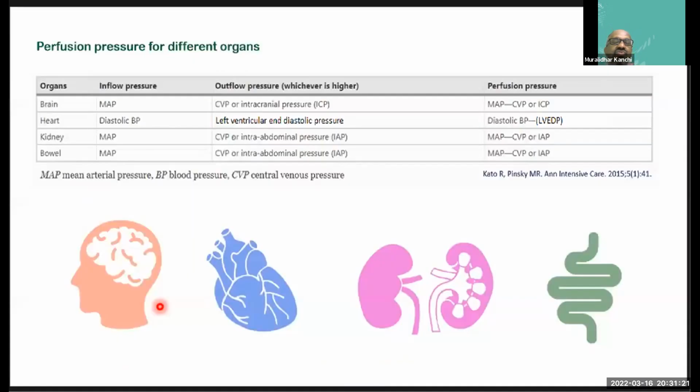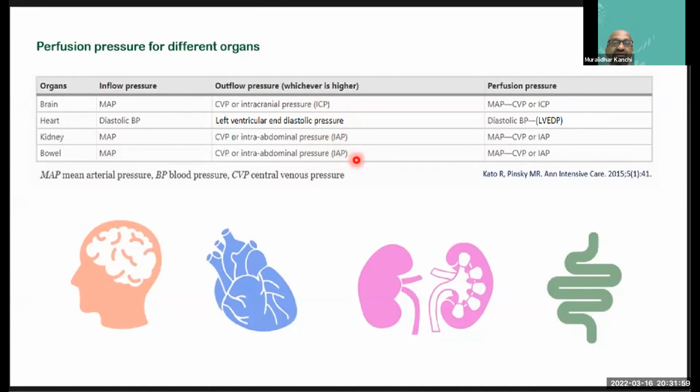When you come to the perfusion pressure, within an individual, the perfusion pressure is different for different organs. This we must understand. Not only are there individual differences, but within the body, each of the organs needs a perfusion pressure which is peculiar to its needs. For example, if you take the heart, we need the diastolic blood pressure, whereas in all the other organs, the mean arterial pressure. And in the brain, we have to know what is the intracranial pressure. For the kidney and bowel, we need to know what is the intra-abdominal pressure.